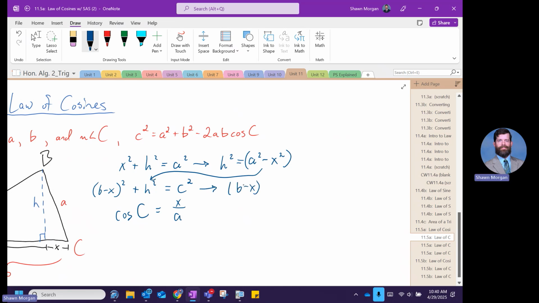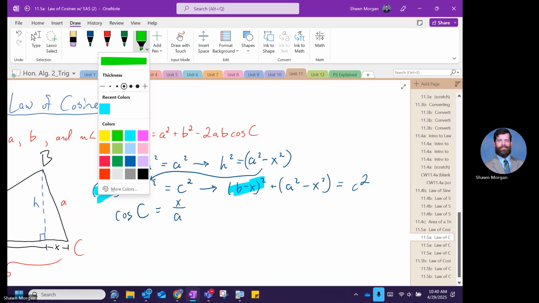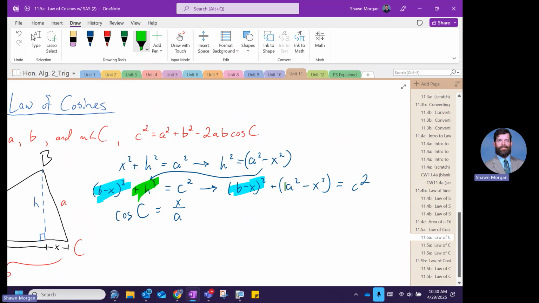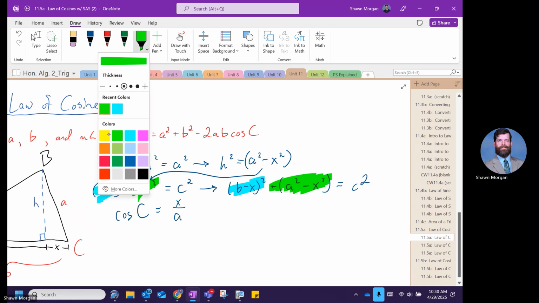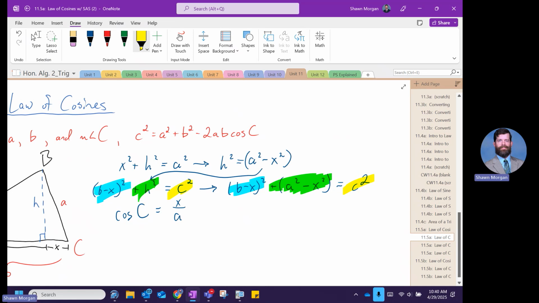B minus X quantity squared plus quantity A squared minus X squared. No, this is H squared and this is H squared, so it's a straight swap. And then what's that going to equal? Nope, C squared. So we had this, we had this, and now we got that. Okay, color code makes pretty good sense.